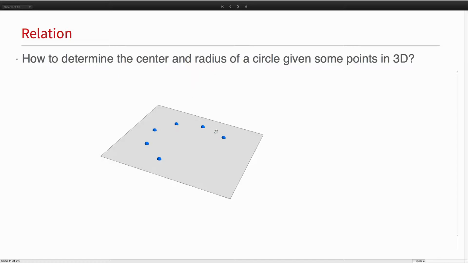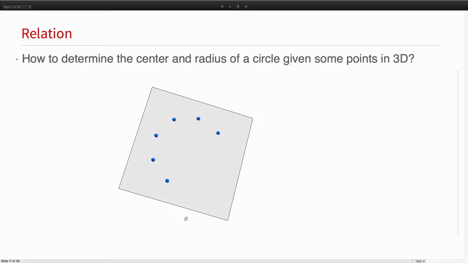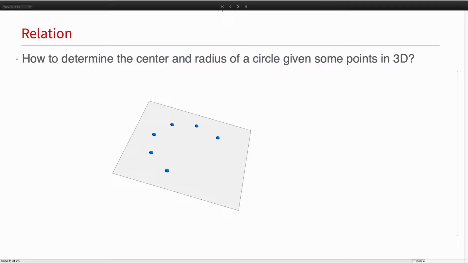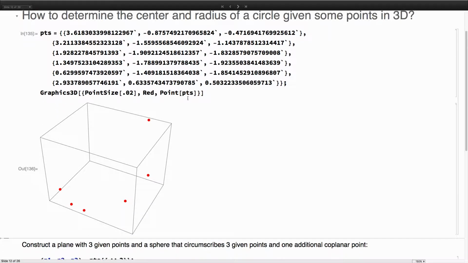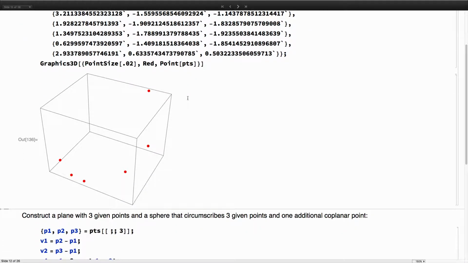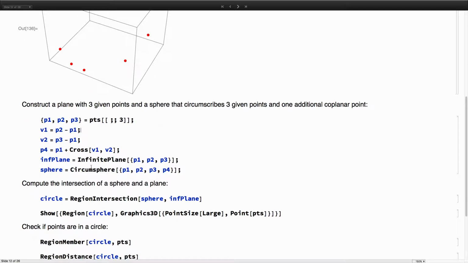And this is another basic geometry question. How to determine the center and radius of a circle given some points in 3D. We have given 6 points, and we want to see if these 6 points actually construct a circle in 3D space. Again, what I'm going to do is just use some simple geometry properties. My plan is to construct two regions. One is an infinite plane containing 3 points.